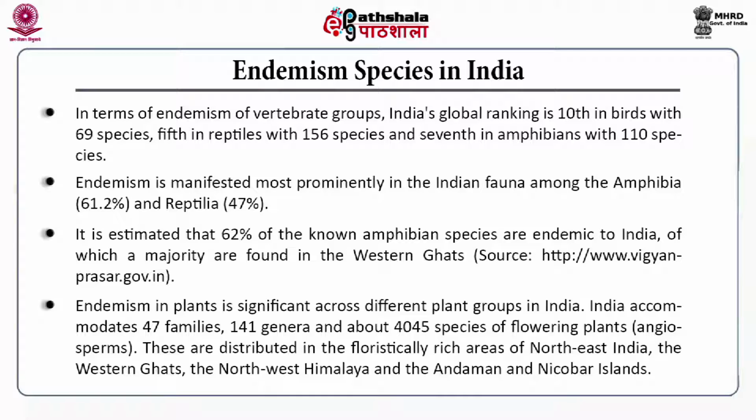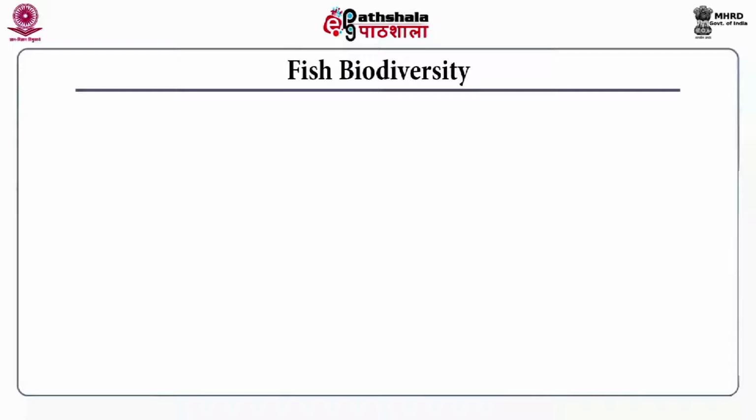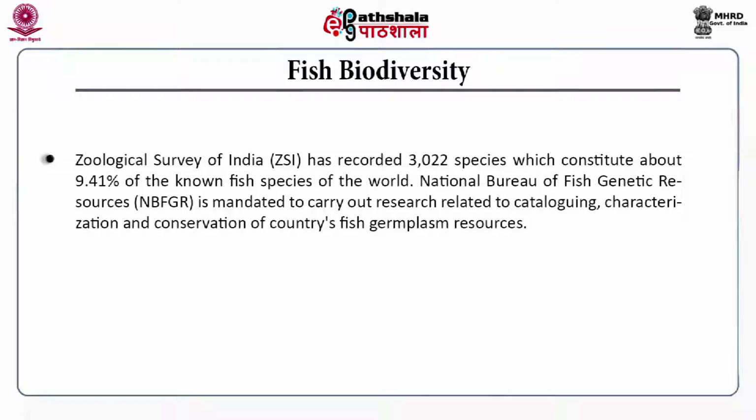Now, coming to the fish biodiversity or marine biodiversity, the Zoological Survey of India, ZSI, has recorded 3,022 species, and these species constitute about 9.41% of the known fish species of the world. It means 9.41% of the species are present in India alone.